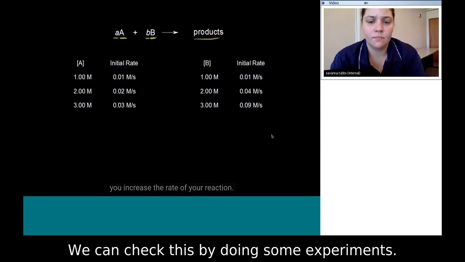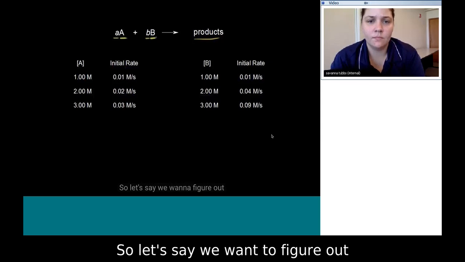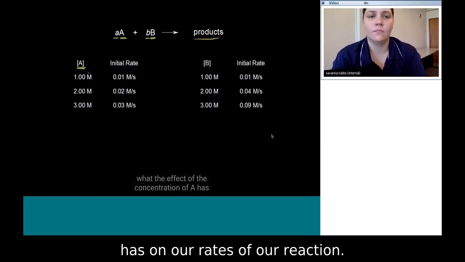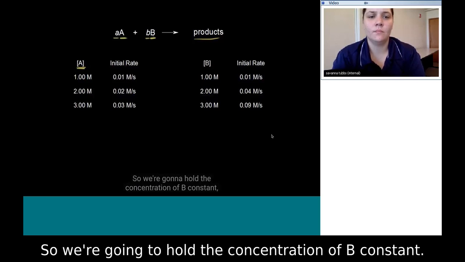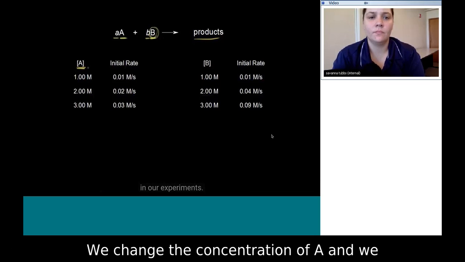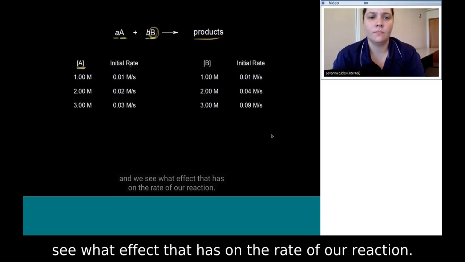We can check this by doing some experiments. So let's say we want to figure out what effect the concentration of A has on the rate of our reaction. So we're going to hold the concentration of B constant in our experiments. We change the concentration of A, and we see what effect that has on the rate of our reaction.